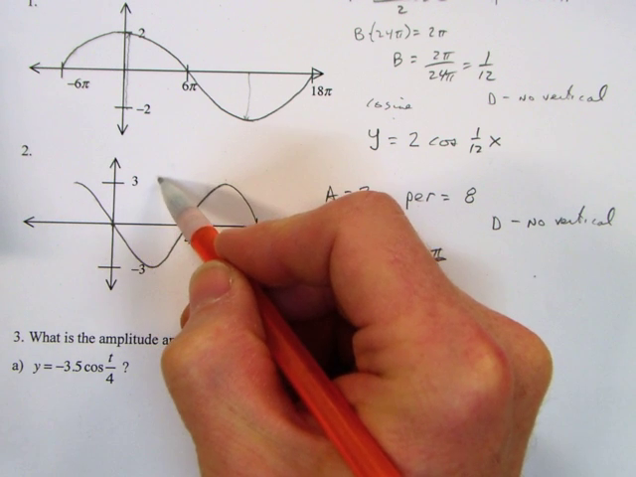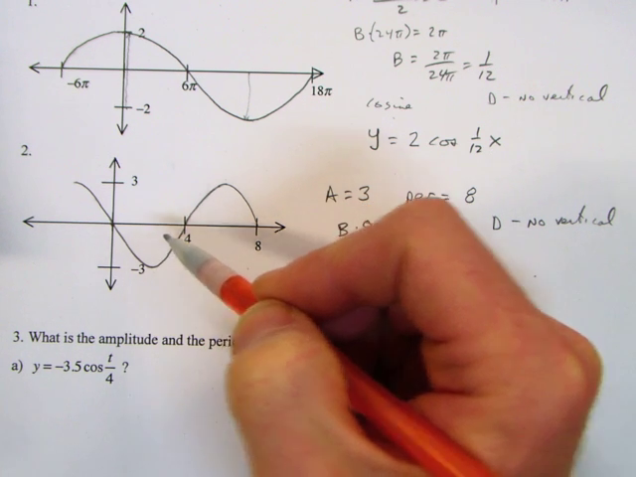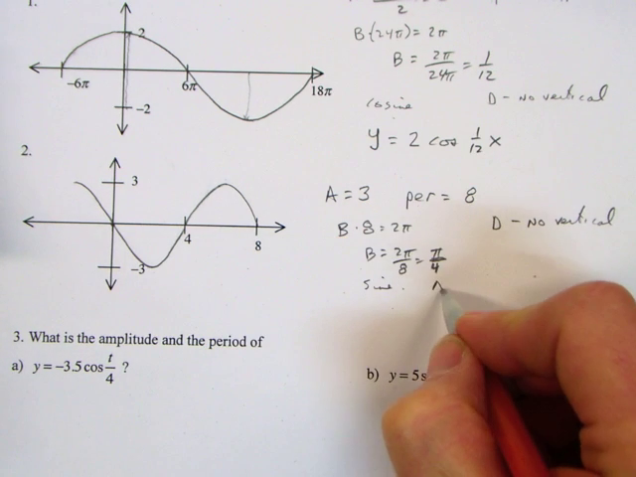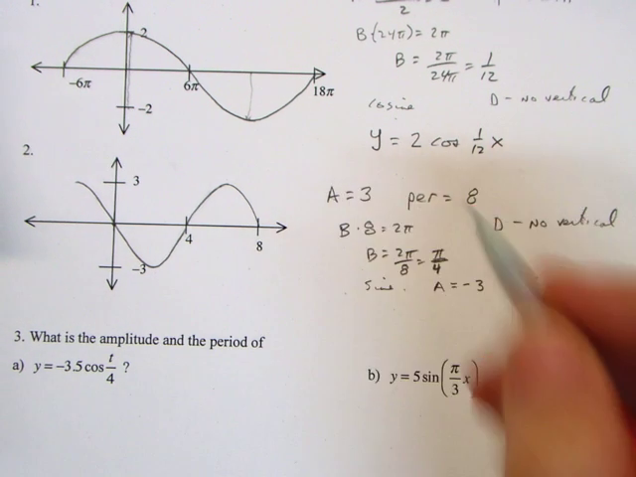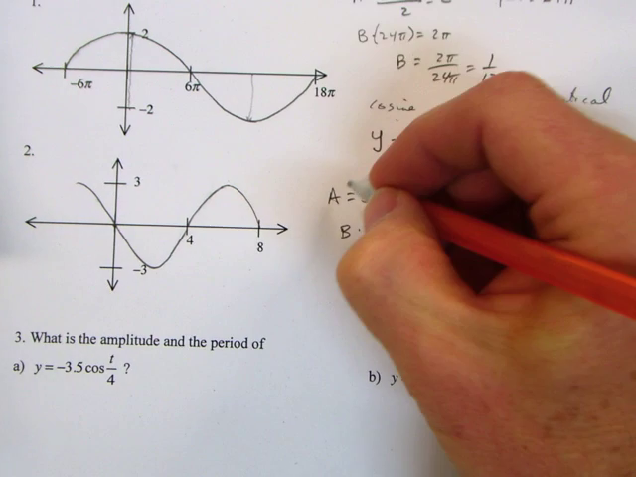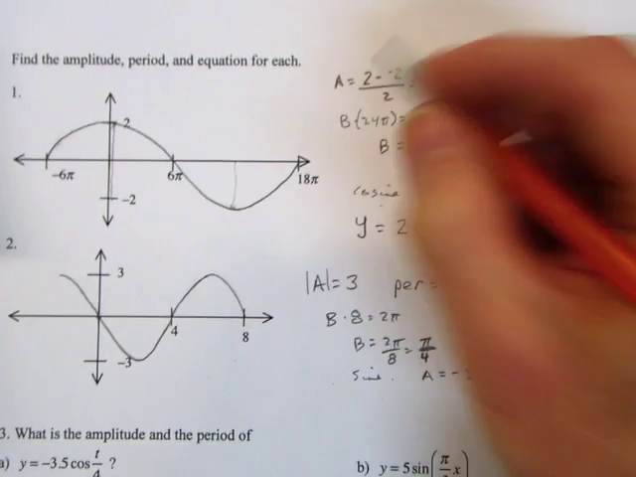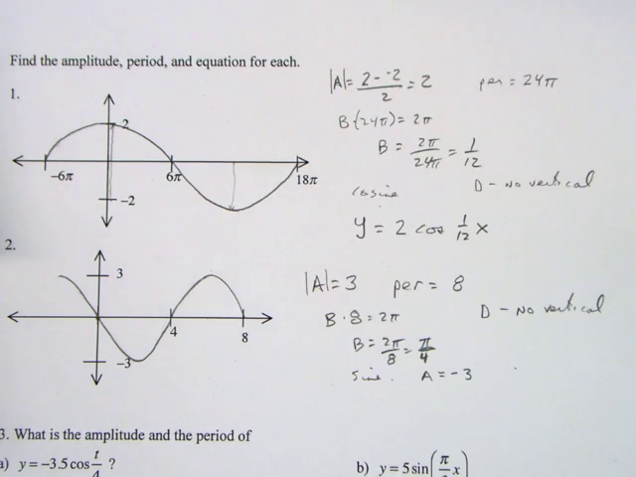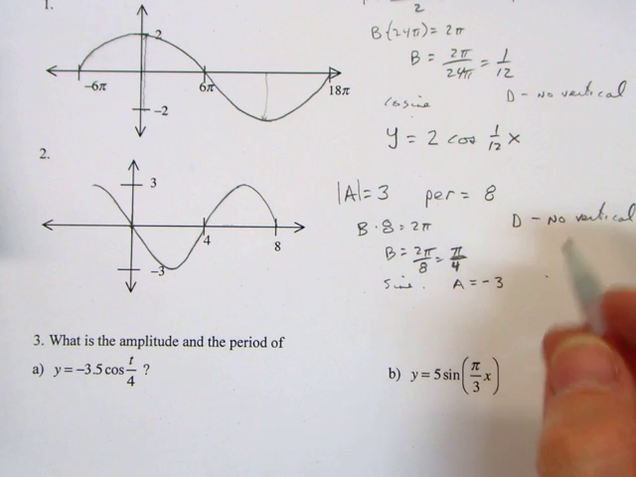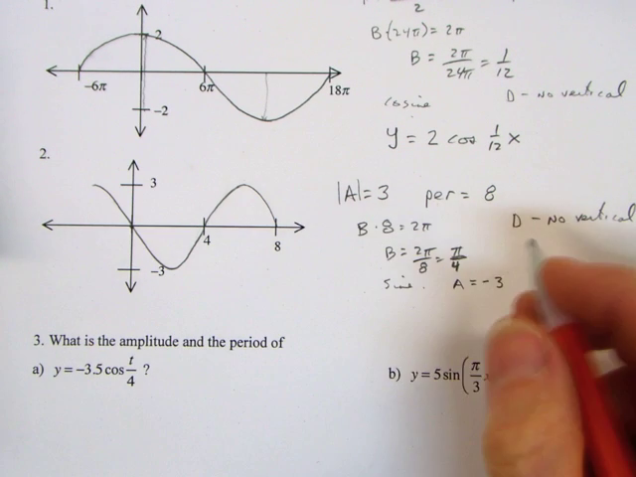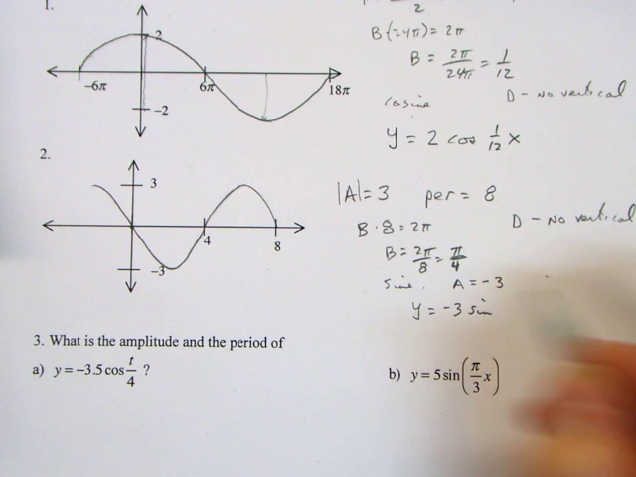So what does that tell you? That means a is different. That means a is negative 3. And over here, actually I should come over here and change and put the absolute value of a, because it actually said to find the amplitude as opposed to finding a. So a is negative 3. And then we can write y equals negative 3 sine of pi over 4x.